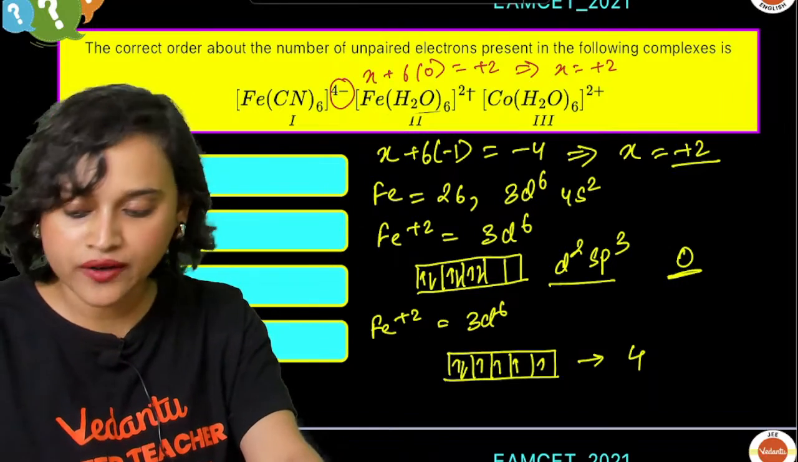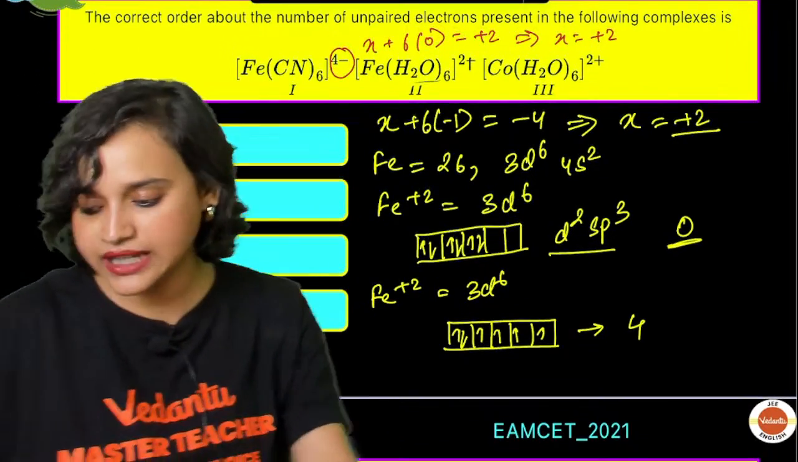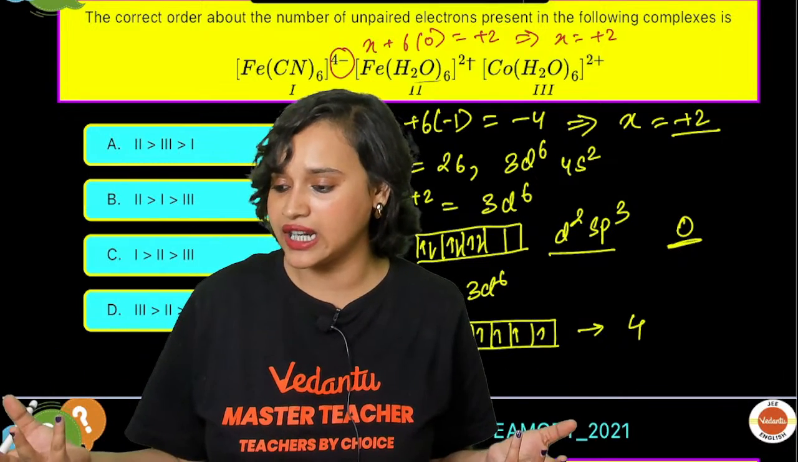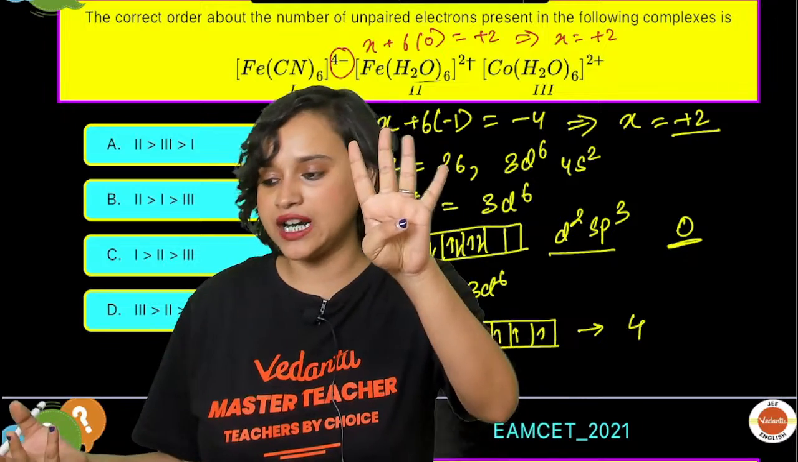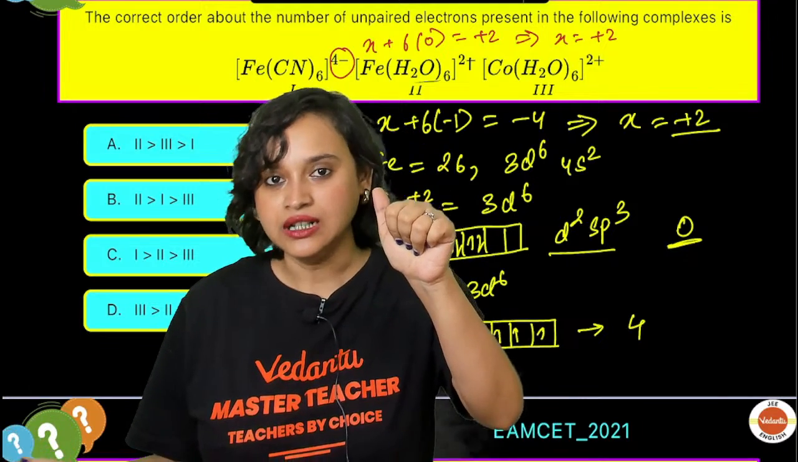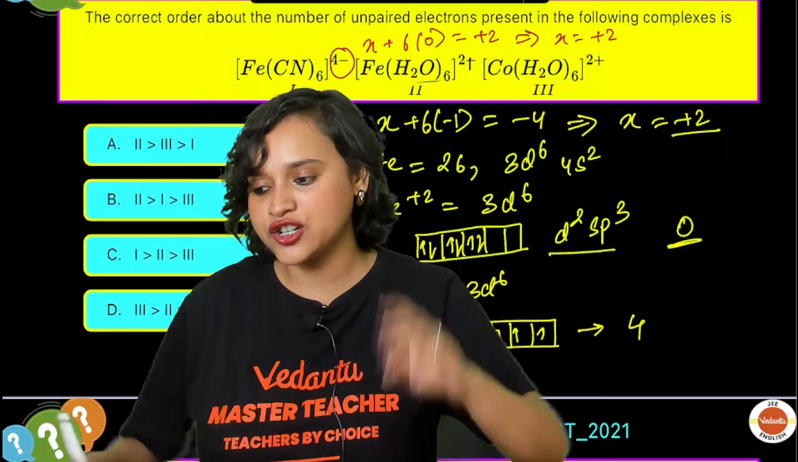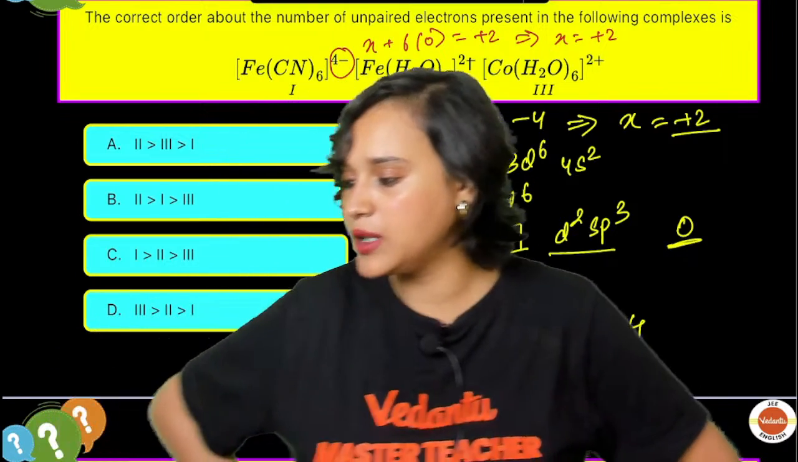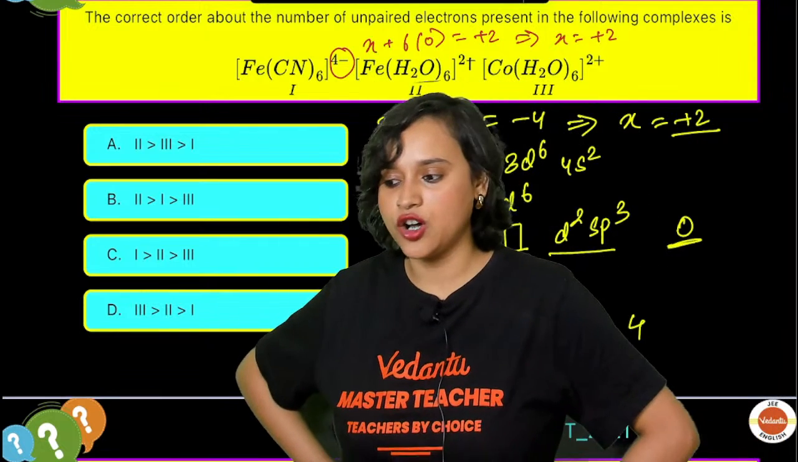Alright, everybody, understood? 4 unpaired electrons, guys. Why 3? How are you finding 3? 4 unpaired electrons. It is 3d6, no? So 3d6 gives 4 unpaired electrons. Sai Charan, where are you having trouble? Where is it that you are not able to understand?